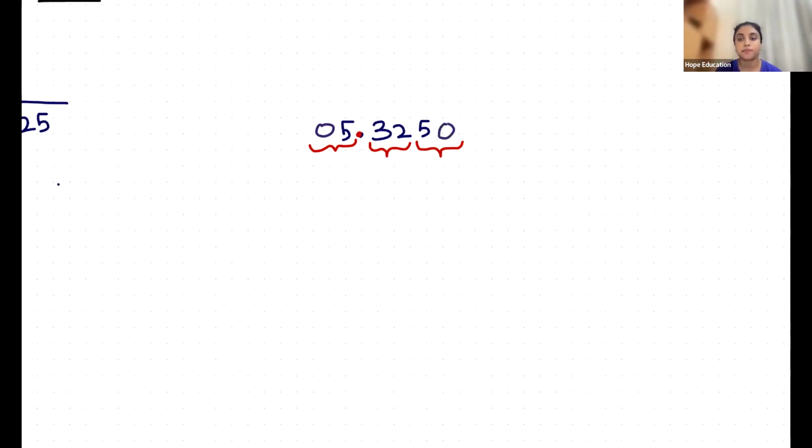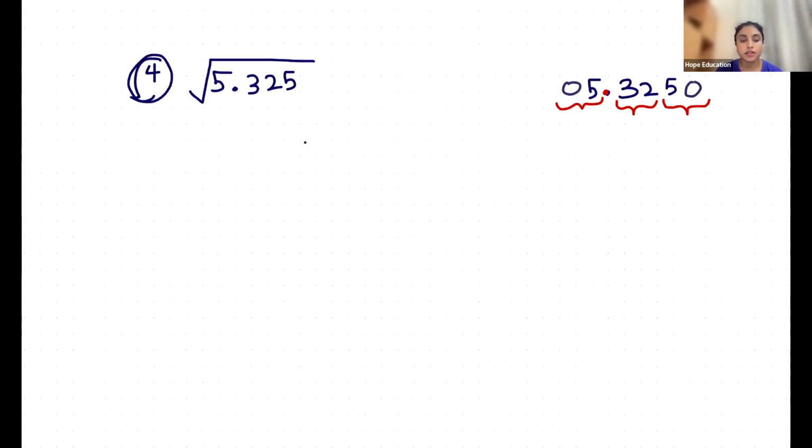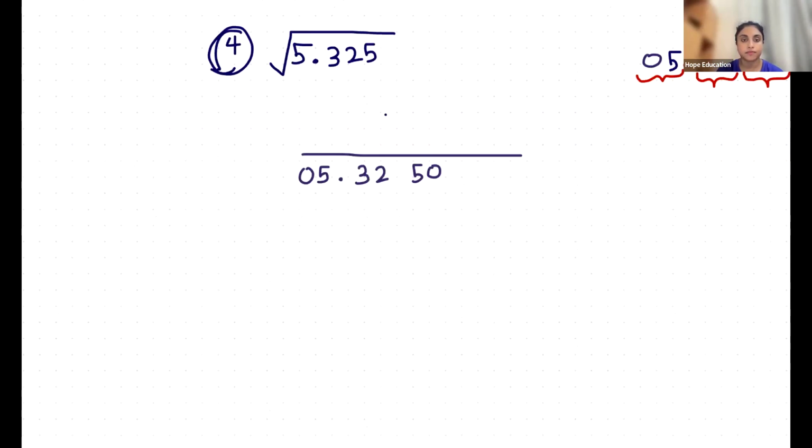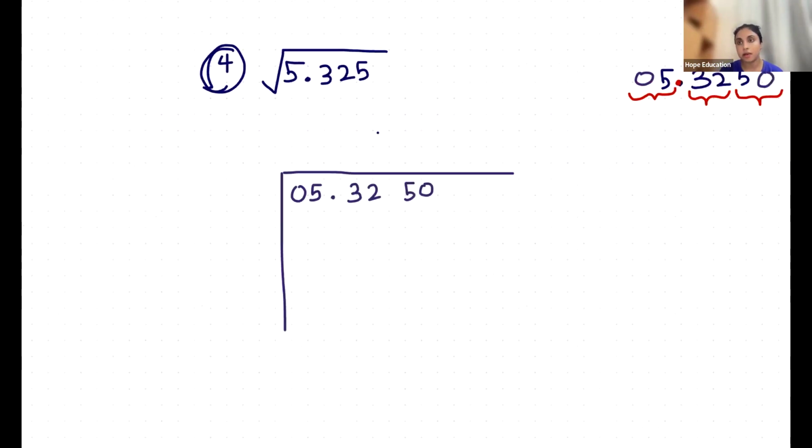Okay, so no problem. So we will write 05.3250. So these are my pairs. Okay, and I will put the division mark as well. Make the answer accurate to 2 decimal places. All right. So I will first consider my first pair, which is 05. So you know 5 is not a perfect square. The perfect square that is immediately before 5 is 4. So I will put 4 here.